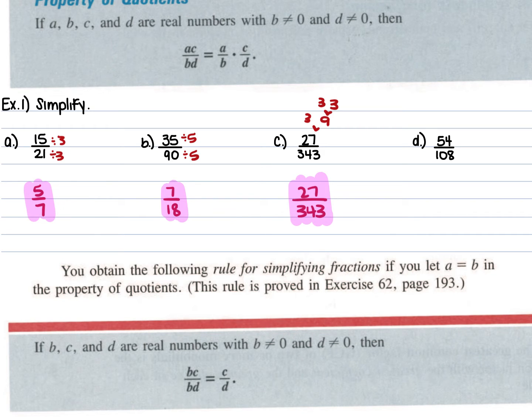And for example D, we have 54 over 108. These are actually both divisible by 54 because 54 times 2 is 108. So this is just 1/2.